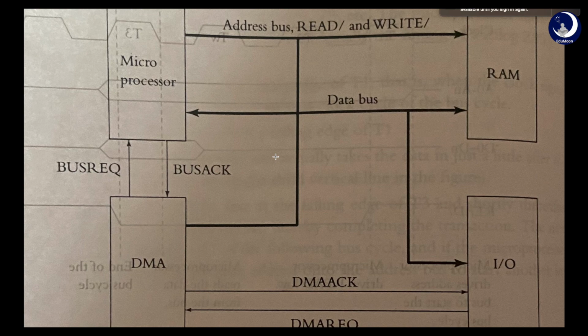One of the most important ways to get data into and out of systems quickly is using direct memory access. It is basically a circuit which can read data from an input output device, such as a serial port or a network, and write it to the memory, or it can read data from the memory and write it to the input output device.